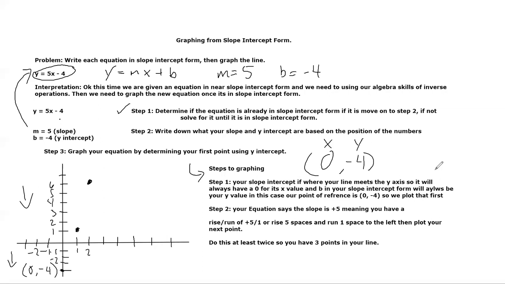We're done? Well, not really. We need a minimum of 2 points to make a line, 3 points to show a pattern. Your equation says that the slope is +5, meaning that you have a rise over run of 5/1, or a rise of 5 spaces and a run of 1 space to the right. I know I said to the left. Sorry about that. I was supposed to say to the right.